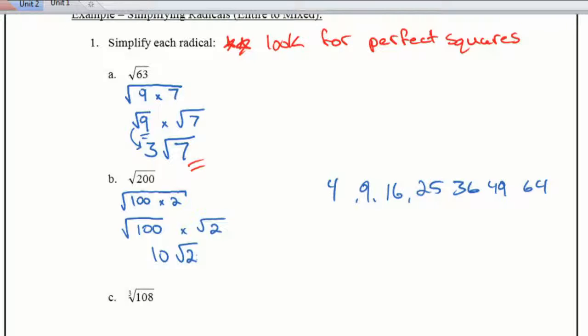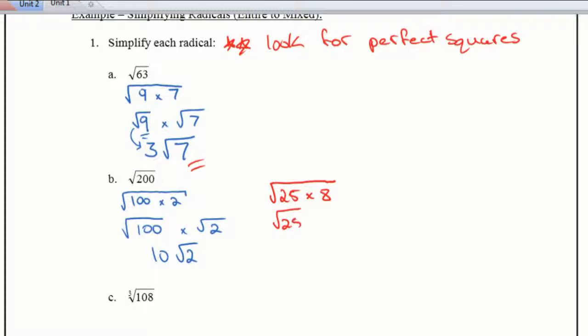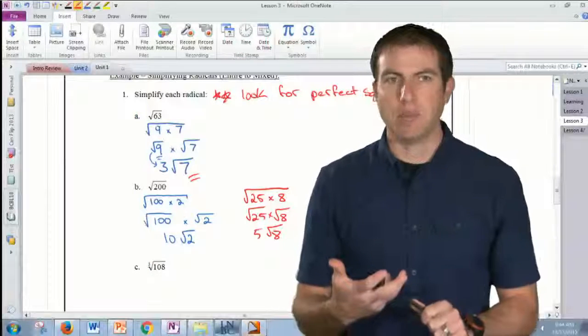Savannah wrote 25 and 8, which is also right. Savannah, let's say you picked 25 and 8, because this is a really important point. And it's right. There's nothing wrong with that. 25 times 8. I'd write that as the square root of 25 times the square root of 8, and then take the square root of 25 as 5 times the square root of 8. I'd end up here with a different answer, and you're thinking, if I'm simplifying, shouldn't I end up at the same spot?